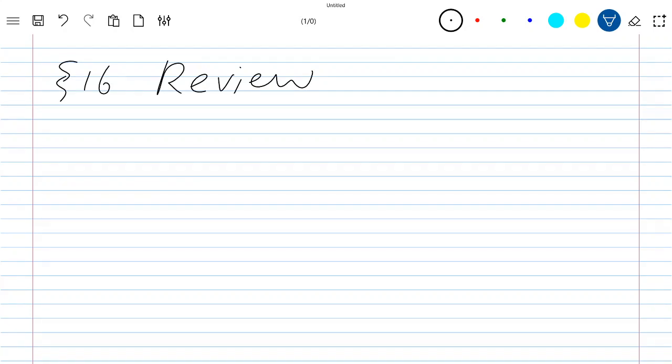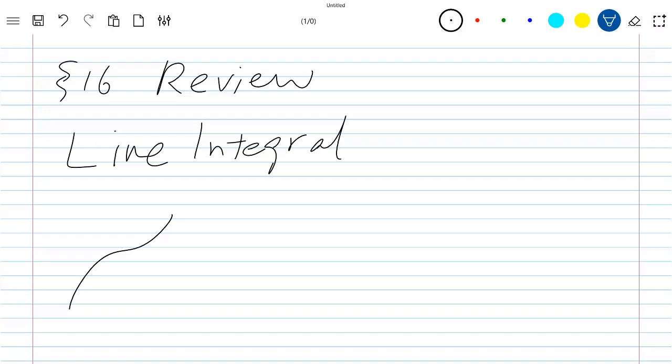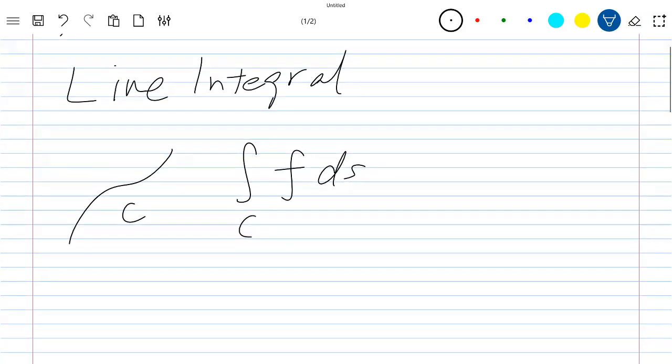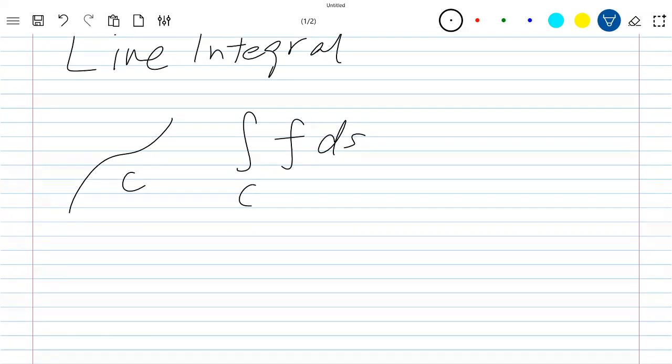Review of Chapter 16. In Chapter 16, we introduced the line integral and the surface integral. First, let's go over the line integral. Suppose we have a curve. We can define two types of line integral. The first one is a scalar integral. For example, it can give you the mass of a given curve.